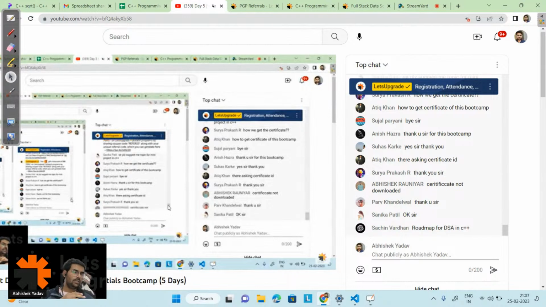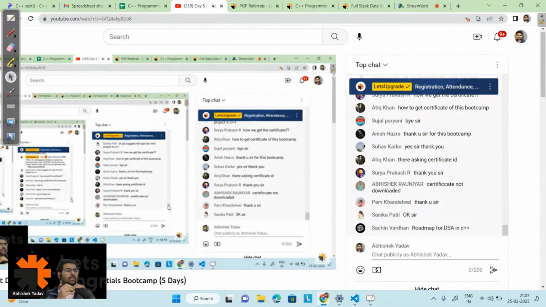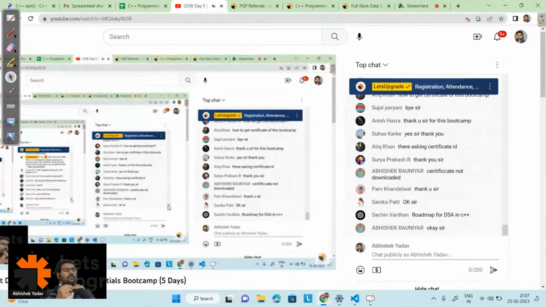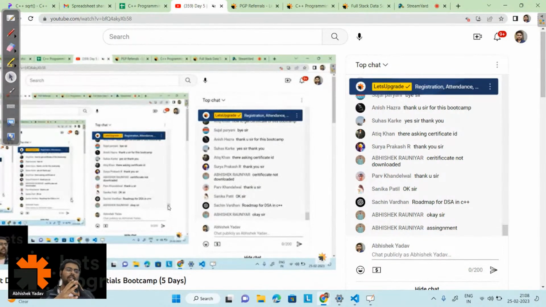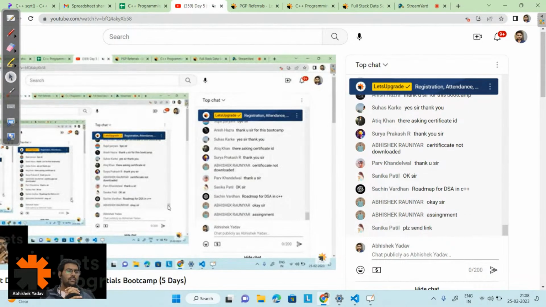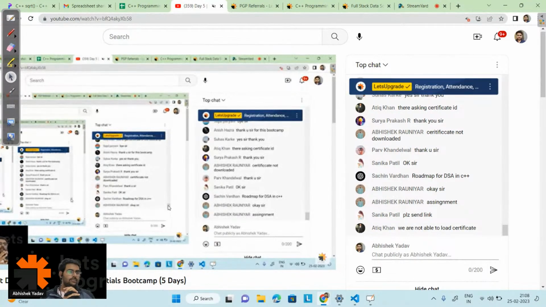Sachin is having one doubt: a roadmap for DSA and C++. Basically, Sachin, go with the basics. Understand the syntax and the working behind all the basic stuff, what is happening behind the scenes. After that, take the advanced part, that is the data structures: array, linked list, stack, queue, everything. After that, try to solve topic-wise problems, then random problems, and try to solve one problem a day. You will be able to master DSA.